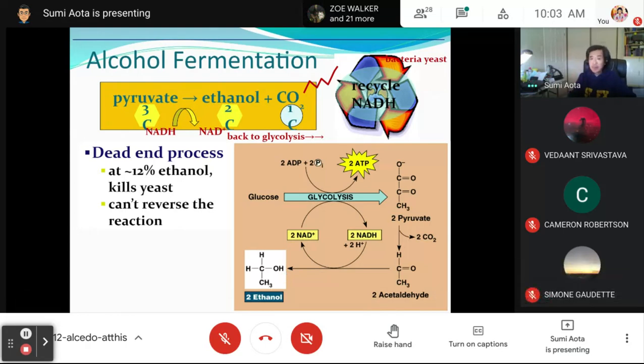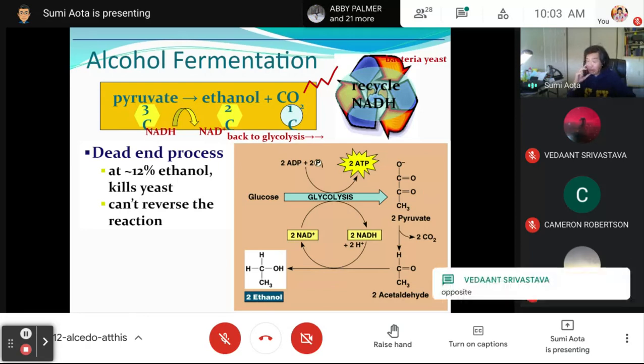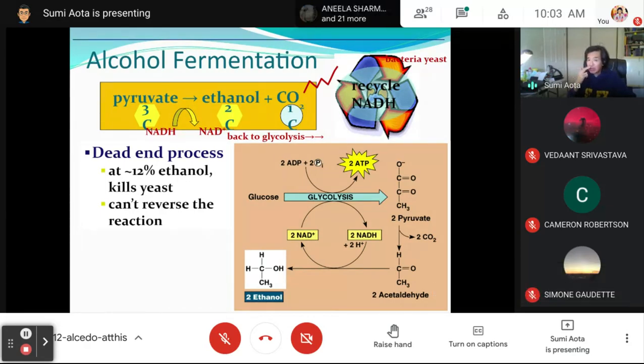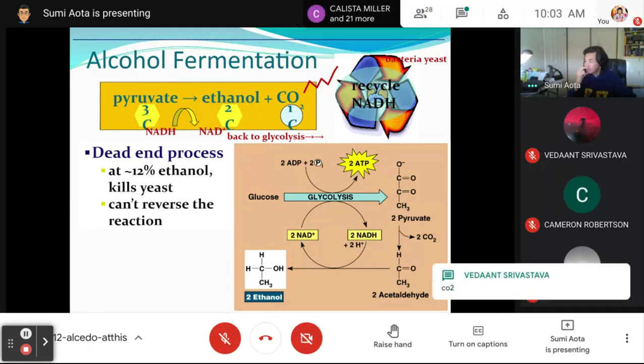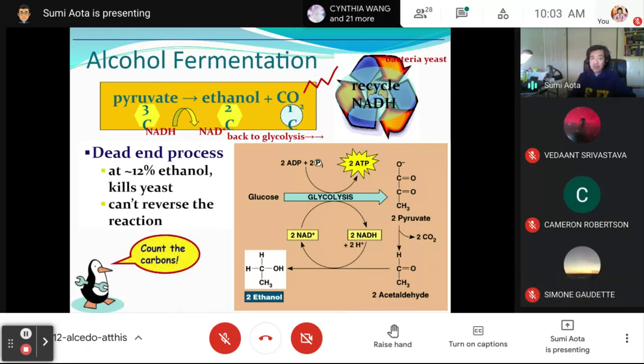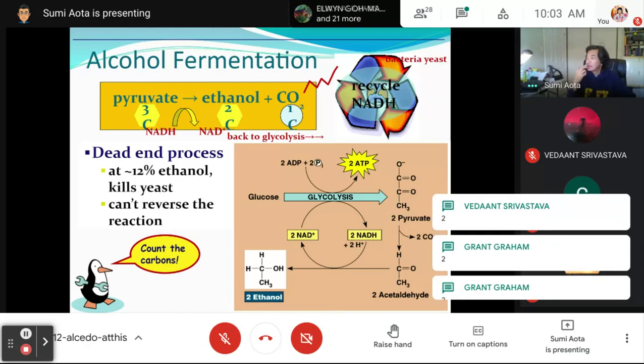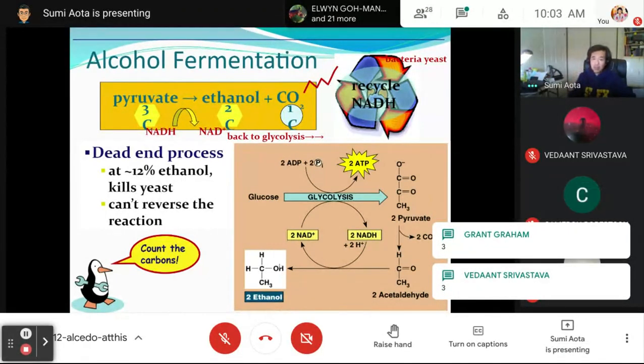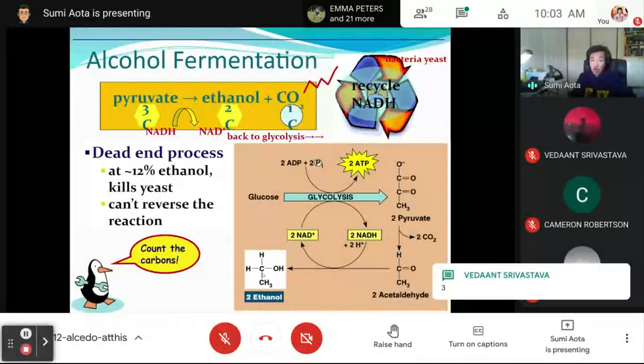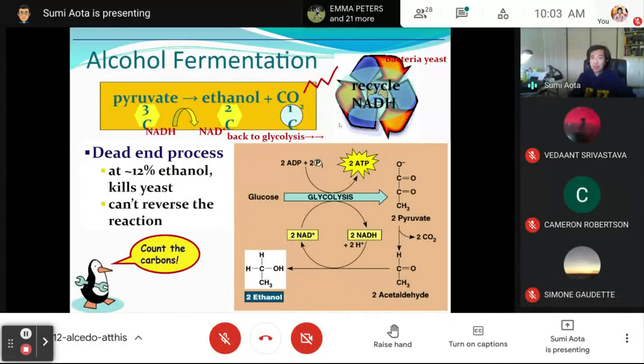We built up ethanol. How do we get back to pyruvate? Because to be reversible, you have to get back to pyruvate. How do we get back to pyruvate? Count the carbons in ethanol, count the carbons in pyruvate. Count the carbons. Ethanol has how many carbons? And pyruvate has how many carbons? 3.